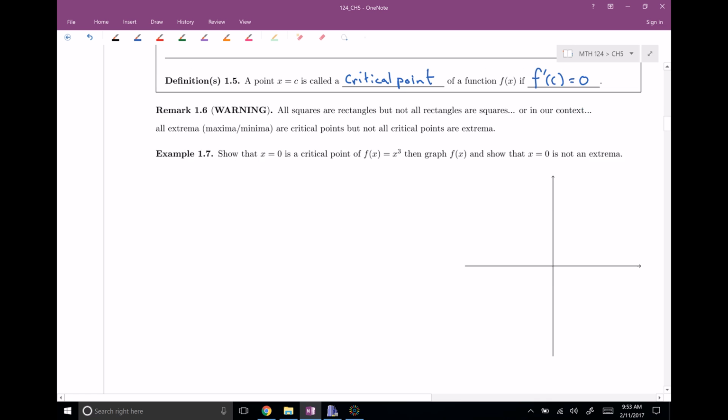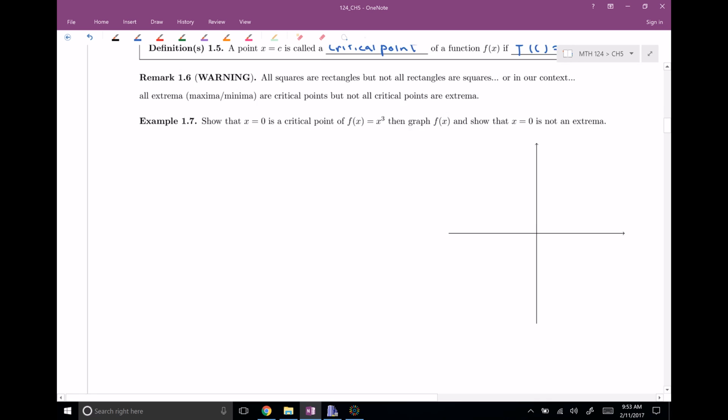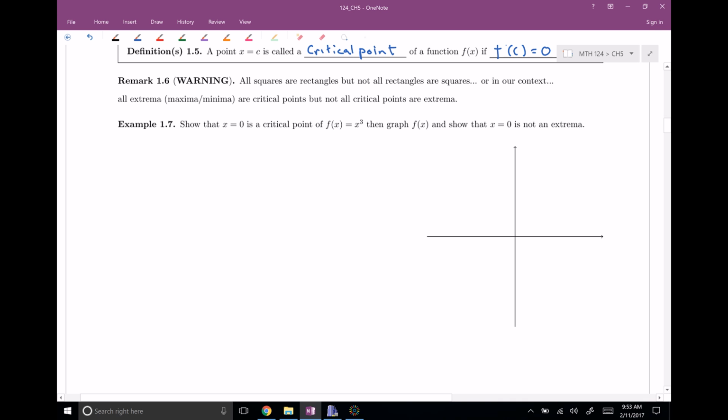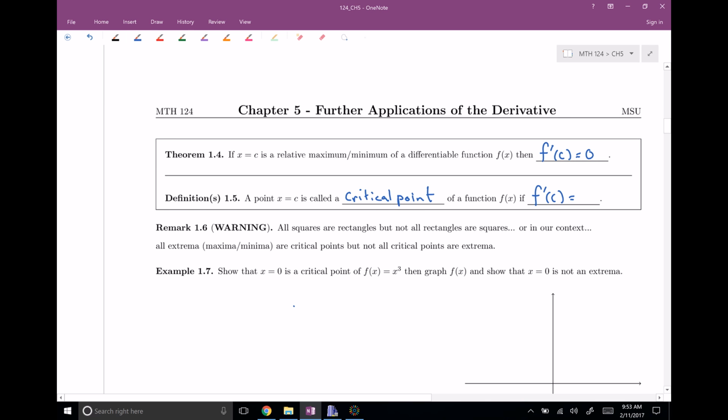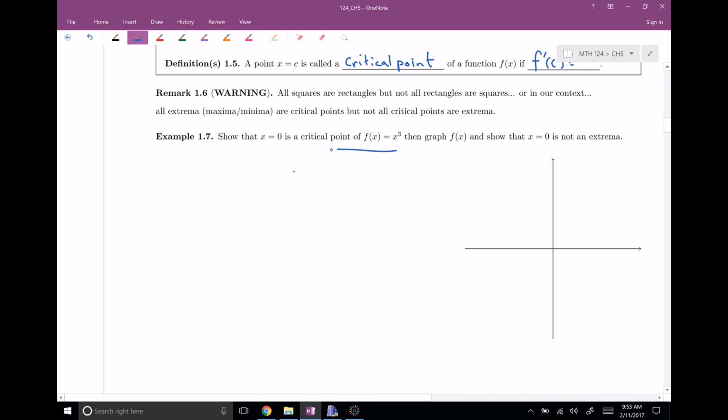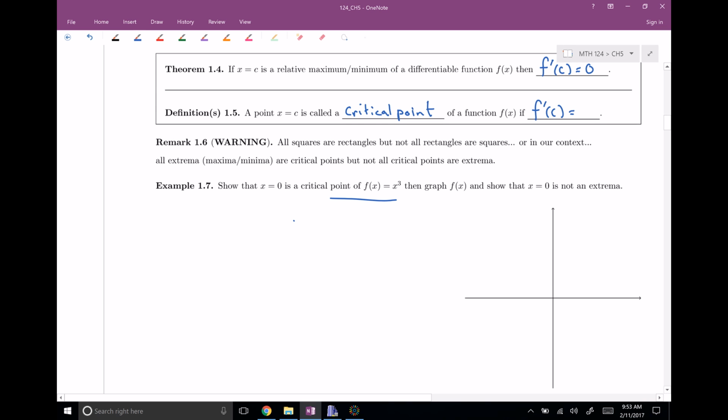So, let me go ahead and emphasize that here with this example. Show that x equals 0 is a critical point of f of x equals x cubed, and then we're going to graph it and show that it's not an extrema. So, okay, I'm going to show that it's a critical point. In order to show that it's a critical point, well, according to the definition, we would need that the derivative is equal to 0. Okay, so let's take the derivative.